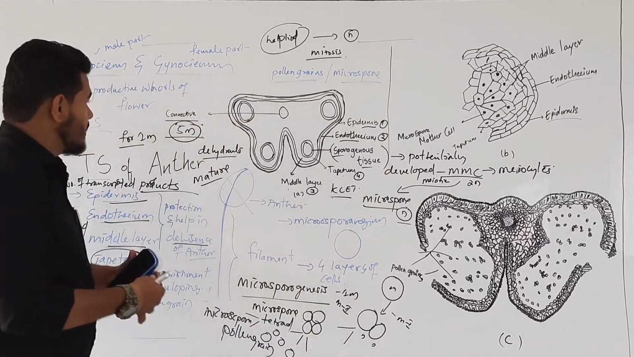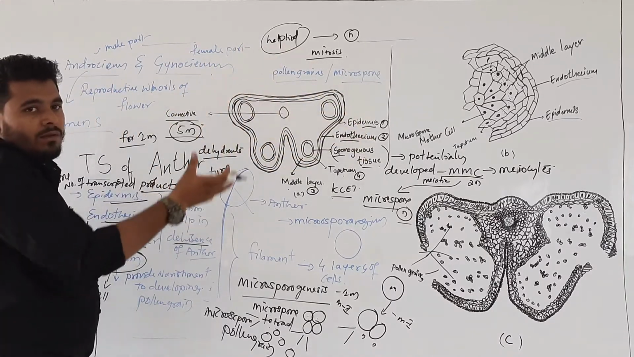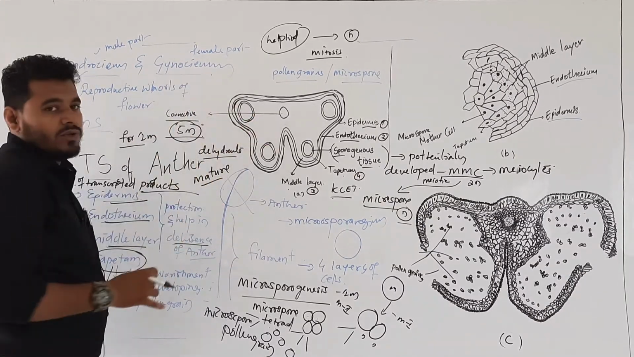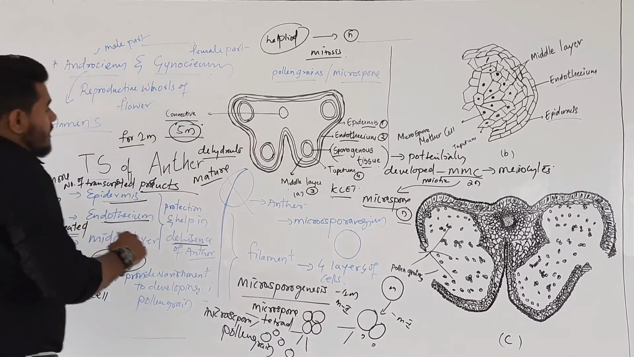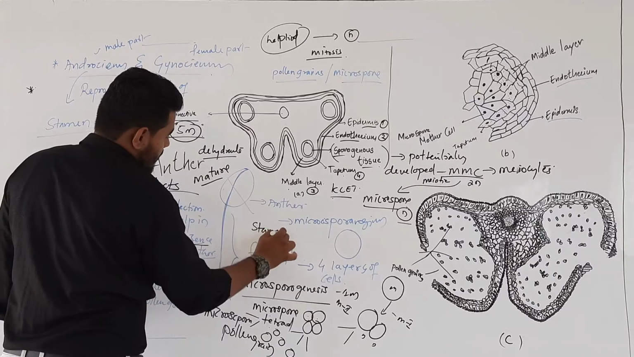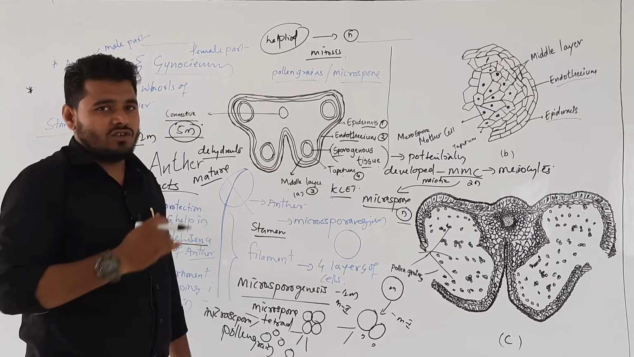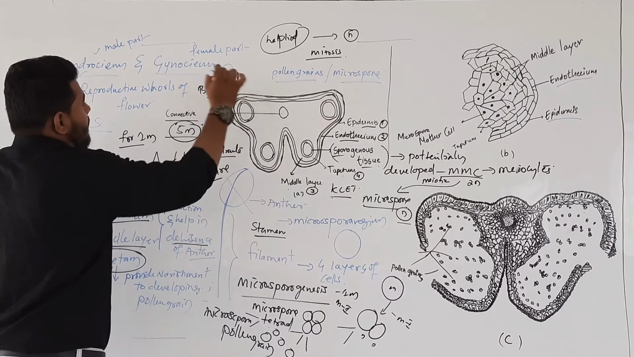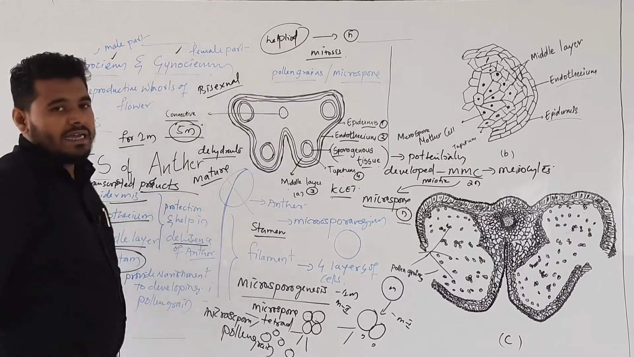Now we will see a little bit deeper about this microsporangium diagram, the microsporogenesis process, and how this microsporangium actually develops. It starts with this filament. This is the stamen. As you know, the flower is a reproductive part of angiosperms. Many of the flowers are bisexual. It contains both androecium as well as gynoecium.